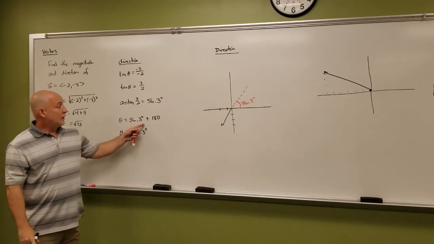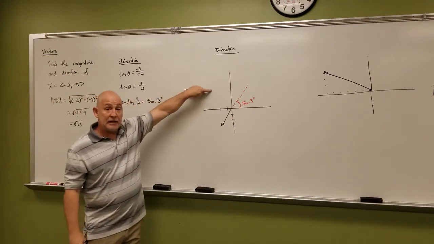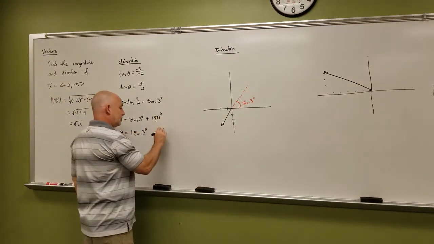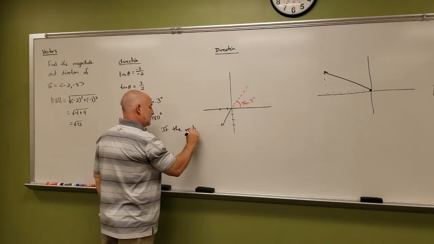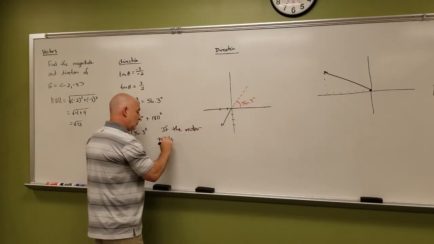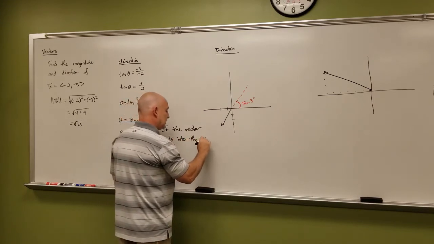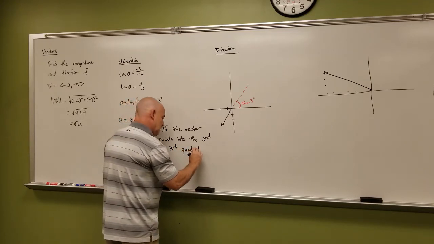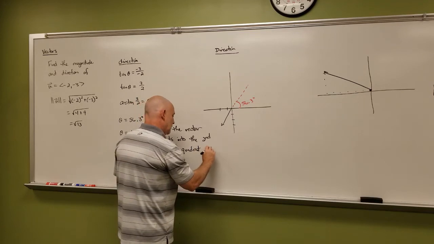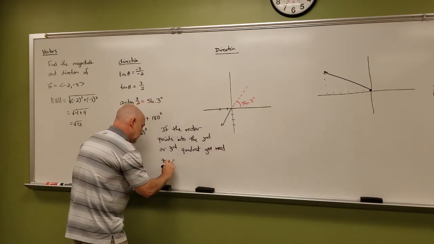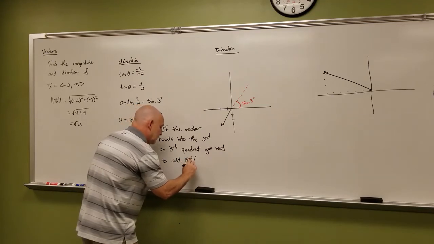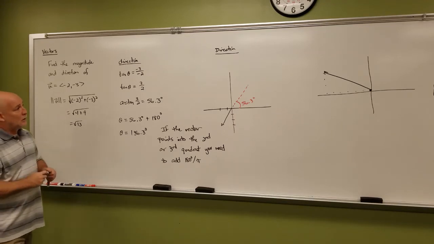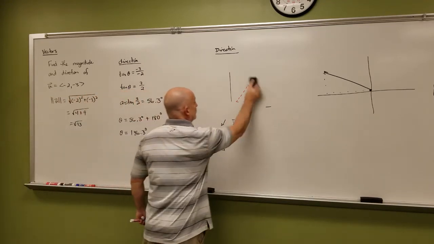Okay, so if your original vector points either into the second or third quadrant, you have to add 180 degrees. So if the vector points into the second or third quadrant, you need to add 180 degrees or pi, depending on what your units are. All right, let's do one more thing here.